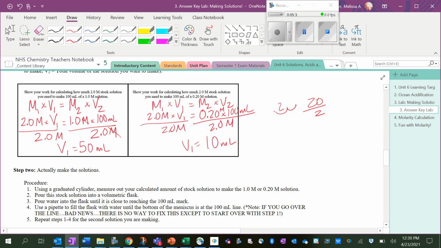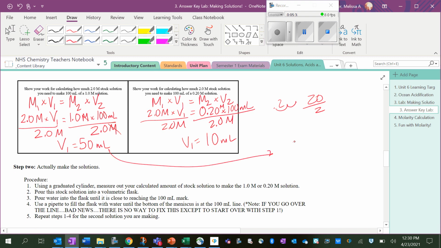Okay, so what does that actually mean? For this first one, the 50 milliliters will be halfway with this stock. And then you're going to fill it the rest of the way with water. And then once it's all mixed together, you've got a solution that's not 2 molar, it's 1 molar. It's cut in half.